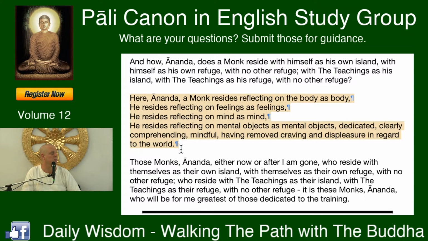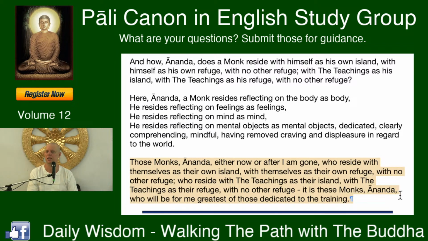And then he's saying, okay, Ananda, "either now or after I'm gone, those who reside with themselves as their own island, themselves as their own refuge, with no other refuge, who reside with the teachings as their island, with the teachings as their refuge, with no other refuge, it is these monks, Ananda, who will be for me the greatest of those dedicated to the training." So he's saying those who practice the teachings are the ones who are the most dedicated. Those are the ones I can see are the most dedicated. Because if you can imagine during the lifetime of the Buddha, there's countless people who are going to be studying with that person.